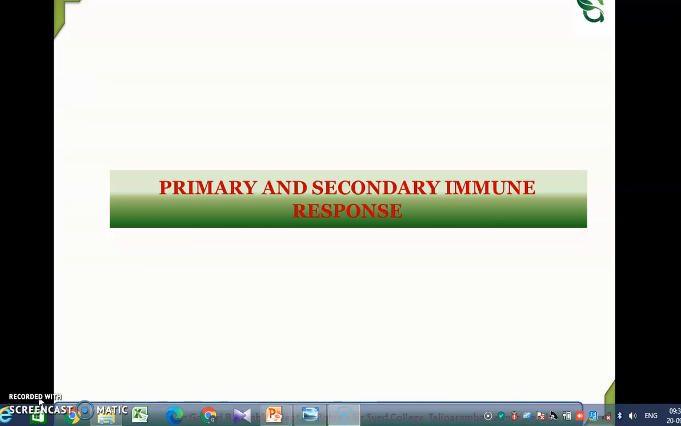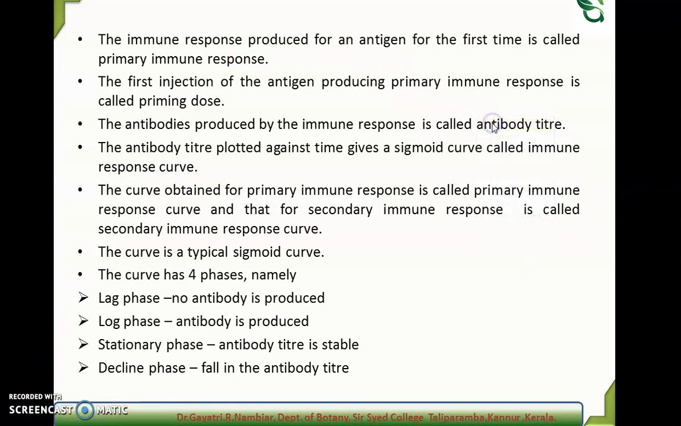Now, the immune responses are of two types, humoral mediated and cell mediated. Both humoral mediated and cell mediated immune responses again are of two types, primary immune response and secondary immune response. So, in today's class, we mainly deal with primary immune response and secondary immune response. When an antigen enters our body, the body will automatically show a response to it. The first response produced by the body against that particular antigen is known as the primary immune response.